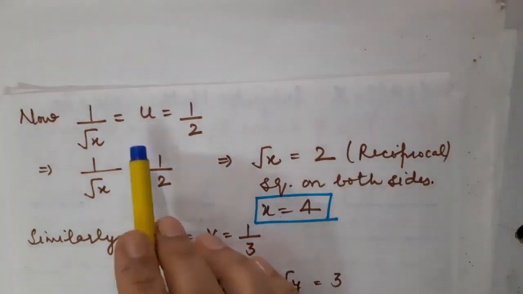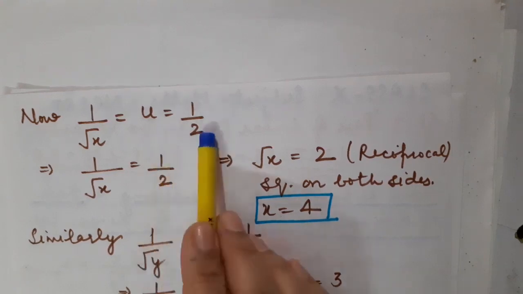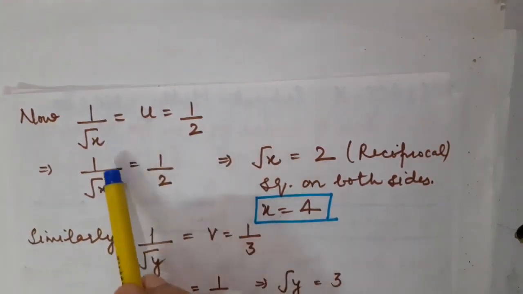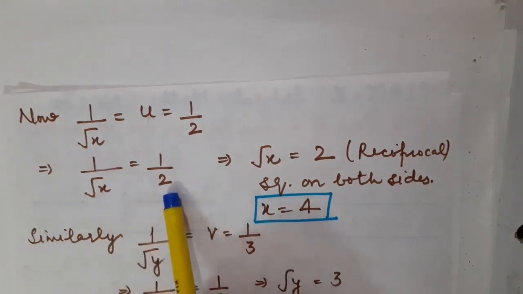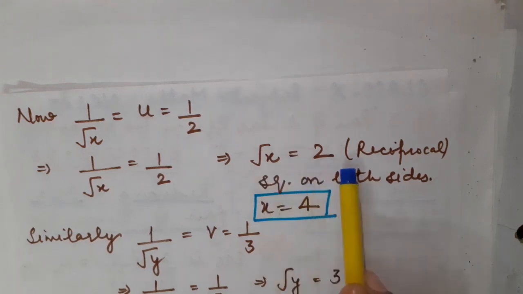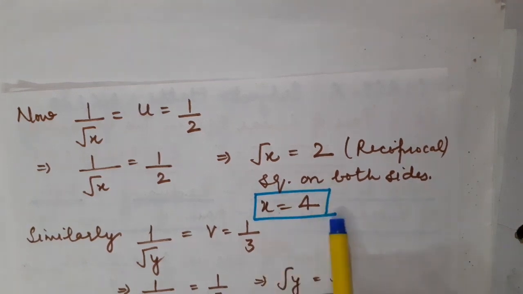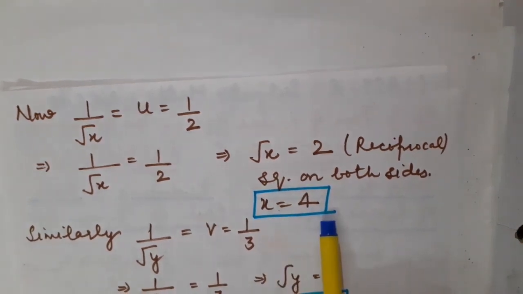Now children, u is equal to half. And what did I assume u? Definitely it was assumed as 1 upon root x. Fine. So 1 upon root x will be equal to half. Taking reciprocal of the complete expression, I have got root x is equal to 2. Squaring on both sides. Why am I doing squaring on both sides? Because I want the value of x. So x will be equal to 4.